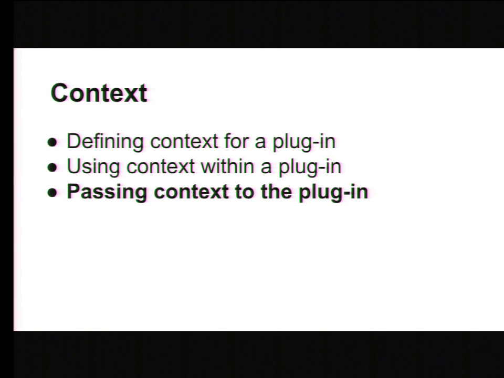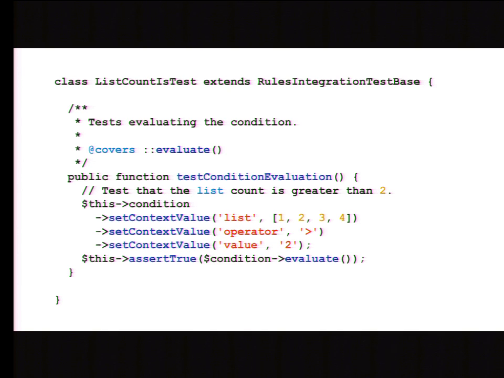Finally, passing context to the plugin. When you want to use a plugin that needs context, somehow the context needs to be provided to it. In the case of Rules, it's Rules doing it, so you don't need to take care of it. But for example, when you want to test your condition or action plugin, you can also do that. This is an example taken out of a test. It just shows when you have already instantiated your condition plugin, so it's this condition here, you can just call the method setContextValue to set some context on the plugin. The first parameter has to be the context name again, and the second parameter is just the value for the context. You call that method for each of the contexts that are required by the plugin, and that's it. Afterwards, you can execute the plugin.